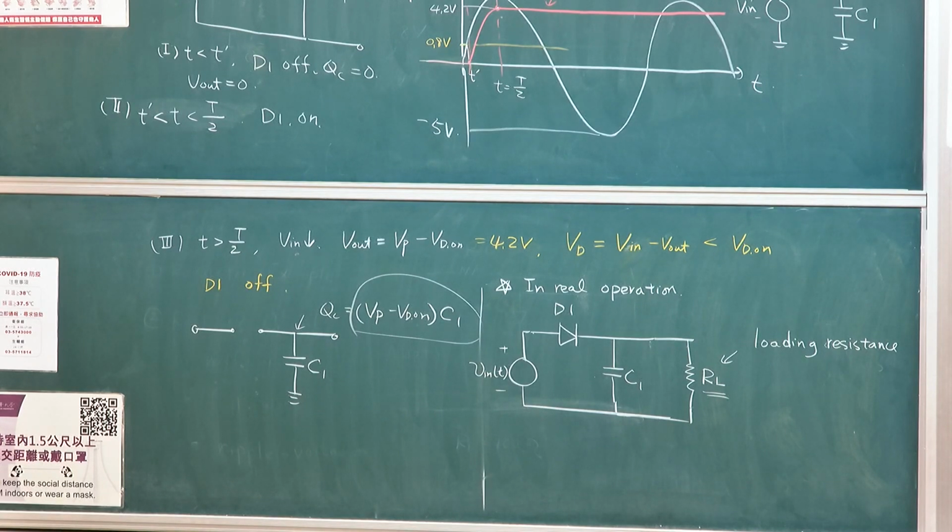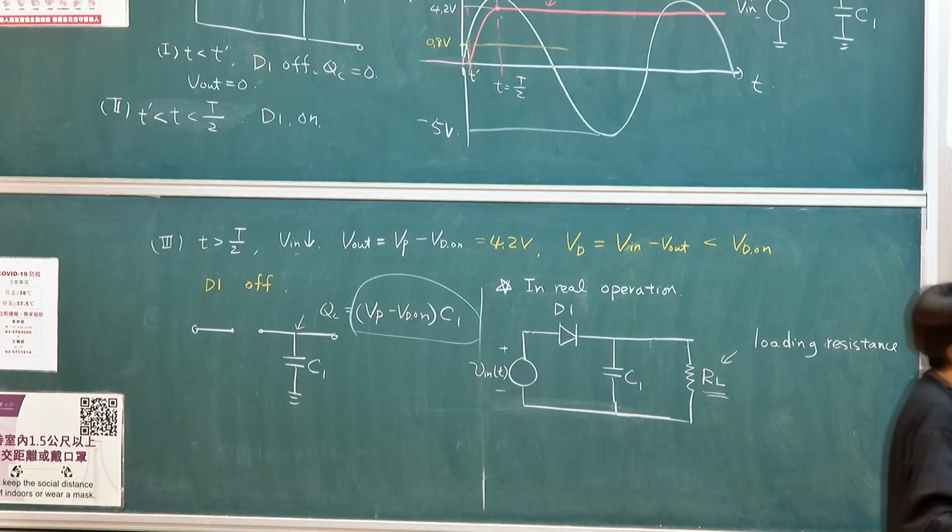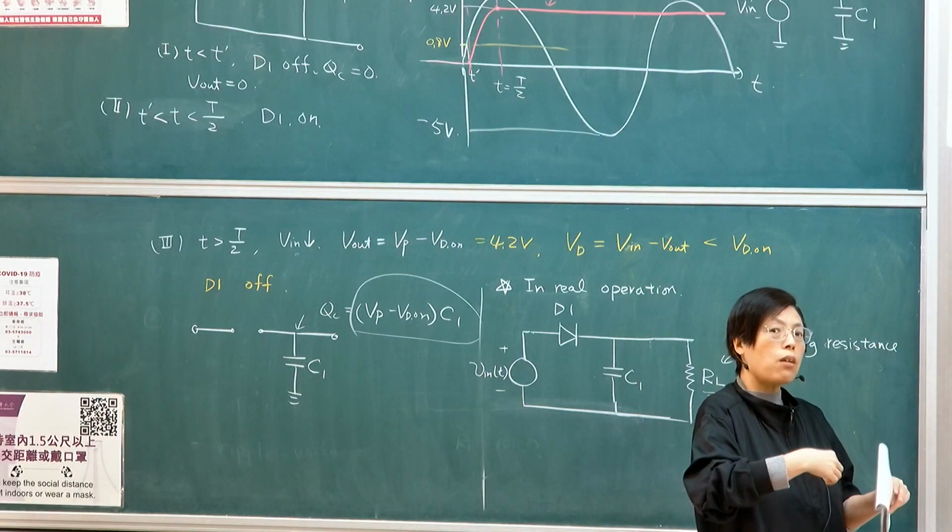So this is the charging current, and this is the loading current. Okay? So what is the charging current? So IC should equal C1 dVout/dt, because your output is actually ramping. So it depends on how fast the ramp is.